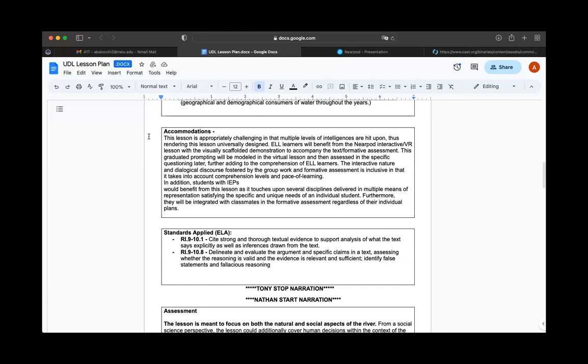We know that the ELL learners will benefit from the Nearpod interactive VR lesson that Lindsay has constructed through her discipline. This graduated prompting will be modeled by one of us, the teachers, in the virtual lesson. Then we can assess it in a formative assessment in group work, fostering a dialogical discourse, which again hits upon the interpersonal intelligences of group work and dialogical discourses.